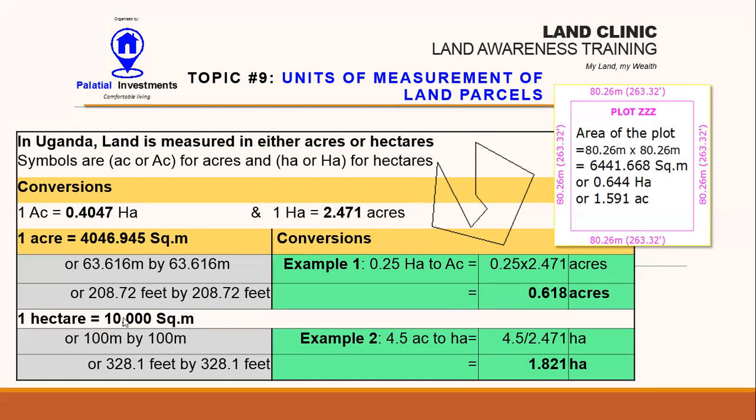For a hectare, it is 10,000 square meters, and this is equivalent to 100 meters by 100 meters, or in form of feet, it is 328.1 by 328.1 feet.